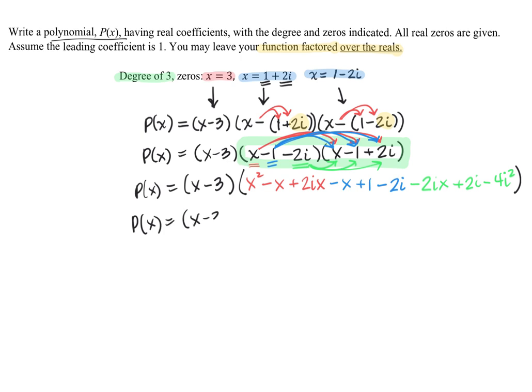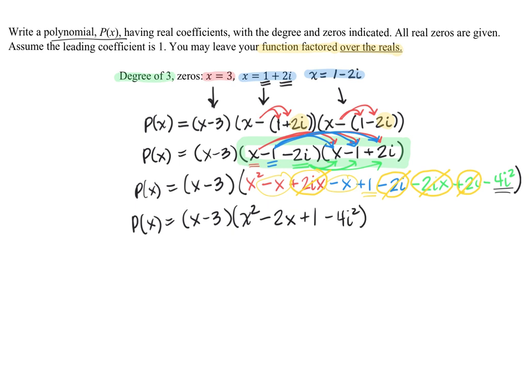So let's see if anything combines. We have this x squared that doesn't combine with anything else. We have, you'll notice, a negative x and a negative x. So that will be a minus 2x. Then we have a positive 2ix and a negative 2ix. So those will subtract out. We also have a negative 2i and a positive 2i, which will subtract out. We still have this positive 1, so we'll have that still. And we still have this minus 4i squared, so we will have that as well.